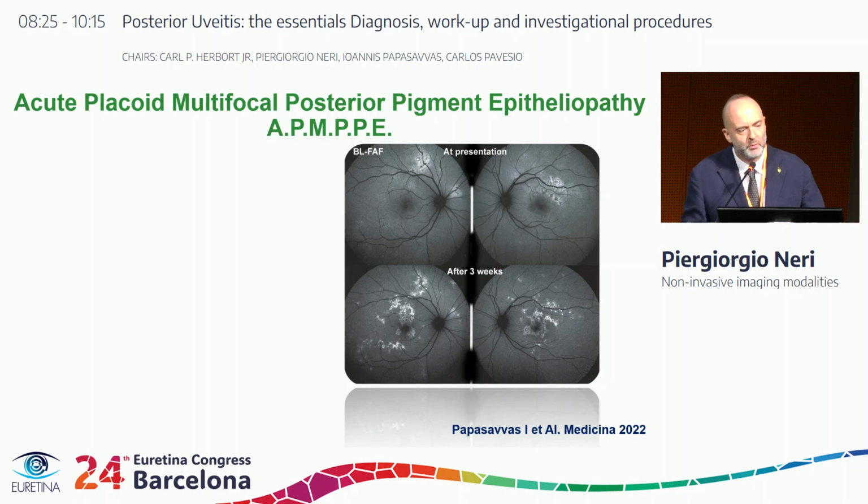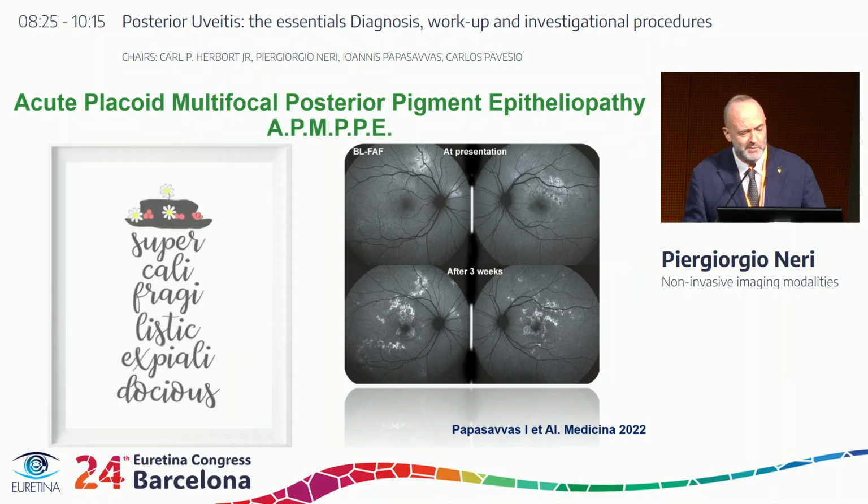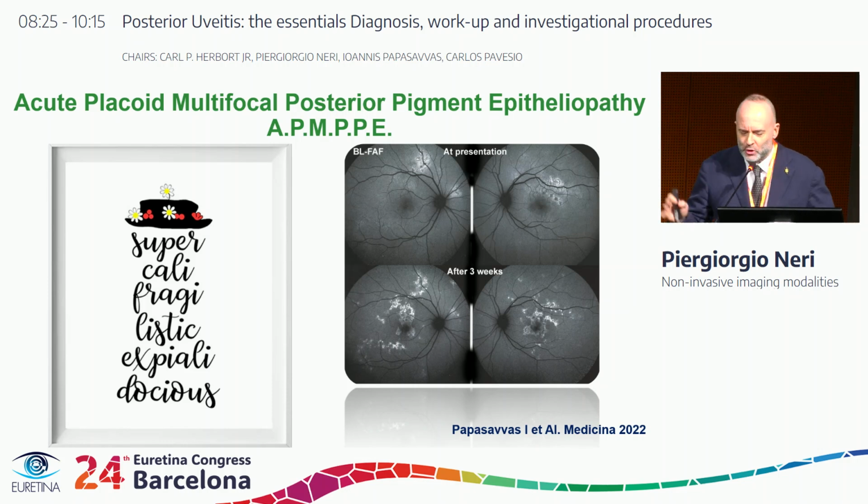This is another example, which is an acute posterior multifocal placoid pigment epitheliopathy, that to me is like supercalifragilisticexpialidocious, because it's very complicated, but APMPPE is very nice. So you can study and you can see how there are clumping of cells, and you see also the hypoautofluorescence for those areas that are affected.